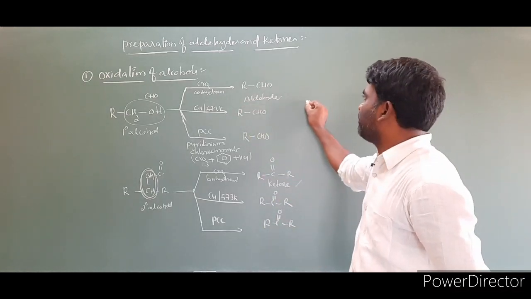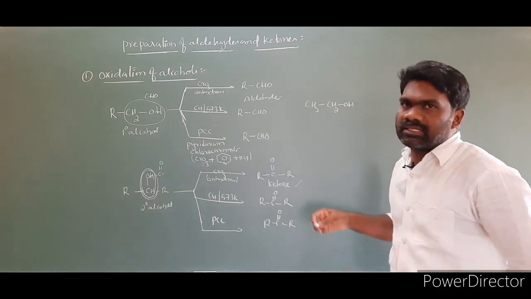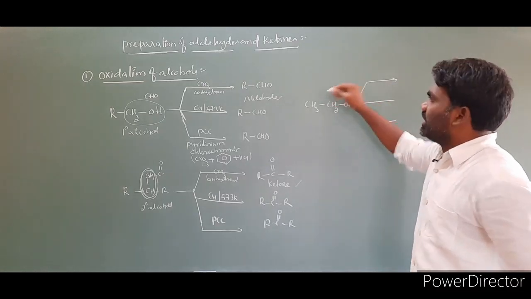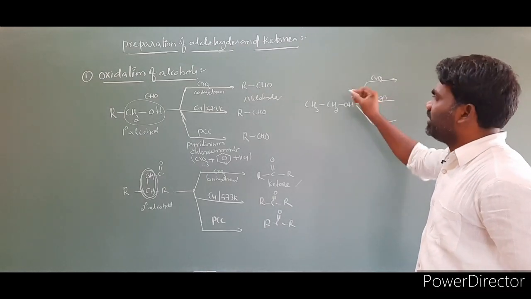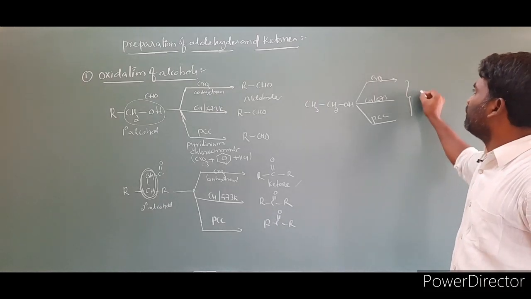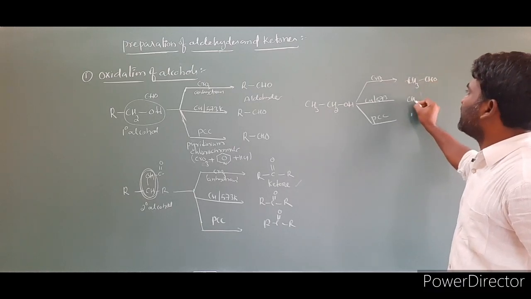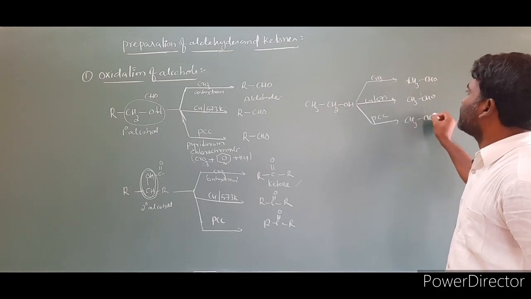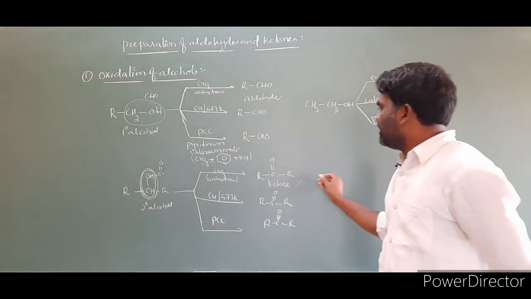I will take one general example for better understanding: CH3CH2OH. What is the product we can expect? We can take CrO3, copper at 573 Kelvin, or PCC. In all the cases the product is CH3CHO. This is the general example.